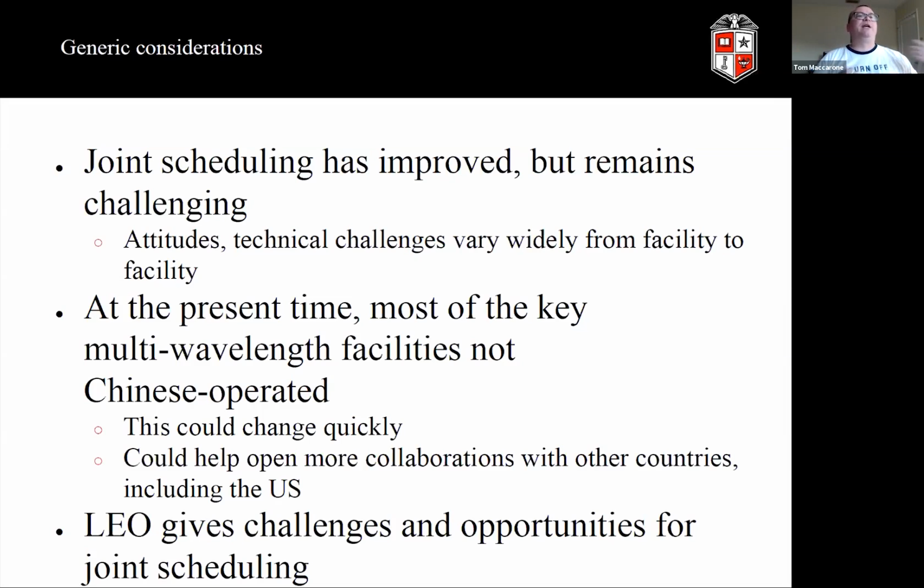And some of these multi-wavelength things could open up more collaborations with other countries, hopefully even including the United States. And then the low Earth orbit that EXTP will be in gives some challenges and some opportunities for joint scheduling. When you're in low Earth orbit, you get Earth occultations, which make it impossible to do anything more than about 45 minutes at a time. But it makes it very easy to get some kind of joint scheduling with these interruptions.